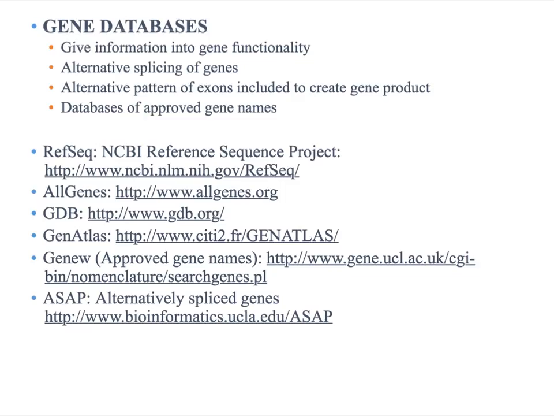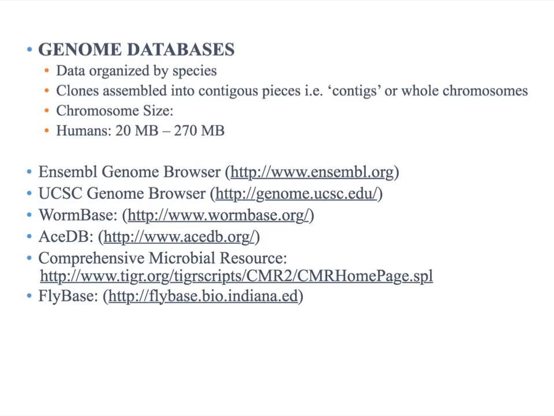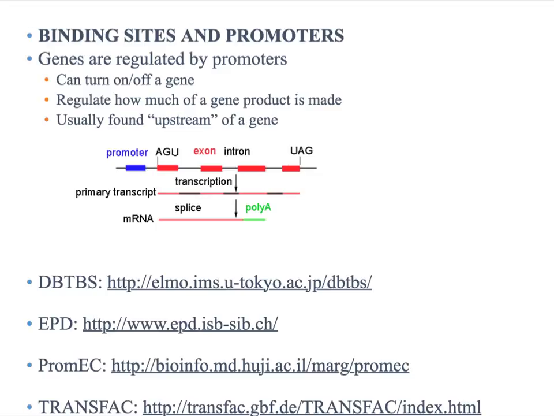This is the list for gene databases. The RefSeq database from NCBI stores reference sequences of different genes for different organisms. For genome databases, these databases store genome information. Commonly used databases include Ensembl and UCSC Genome Browser. Other databases store information about the binding sites and promoters of genes also.